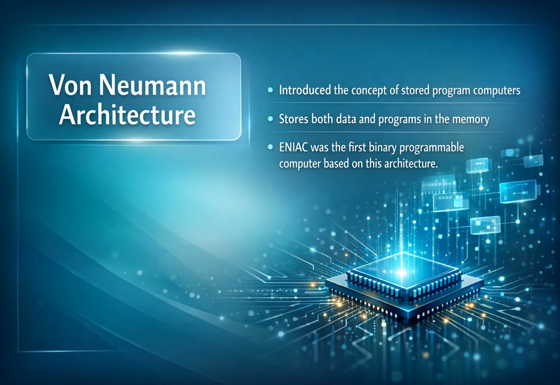A major breakthrough was the von Neumann architecture. Before this, machines had to be rewired to run new programs. Von Neumann introduced storing both the data and the programs together in memory. The ENIAC became the first programmable computer based on this architecture.